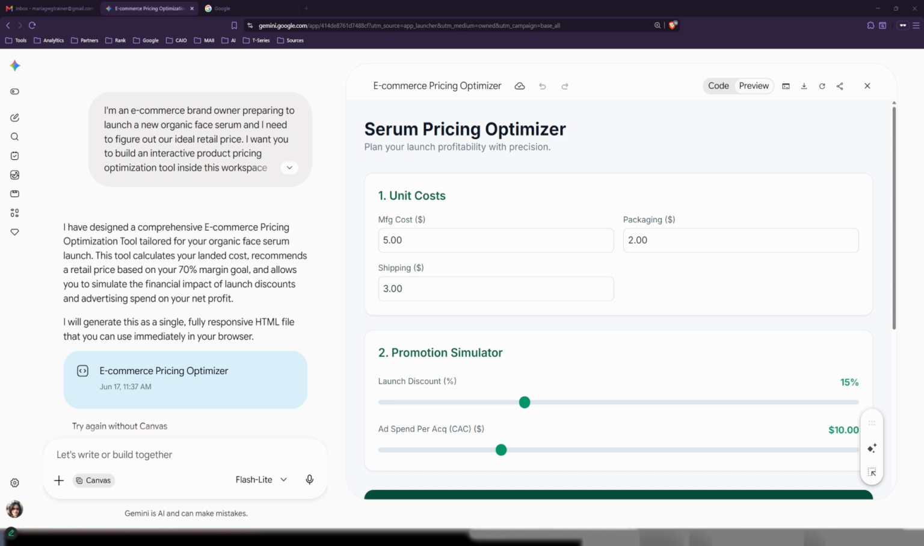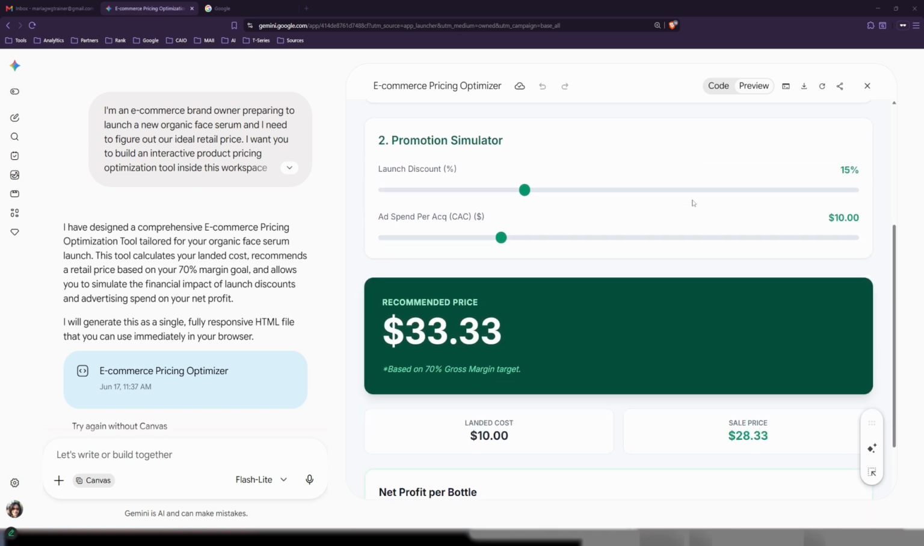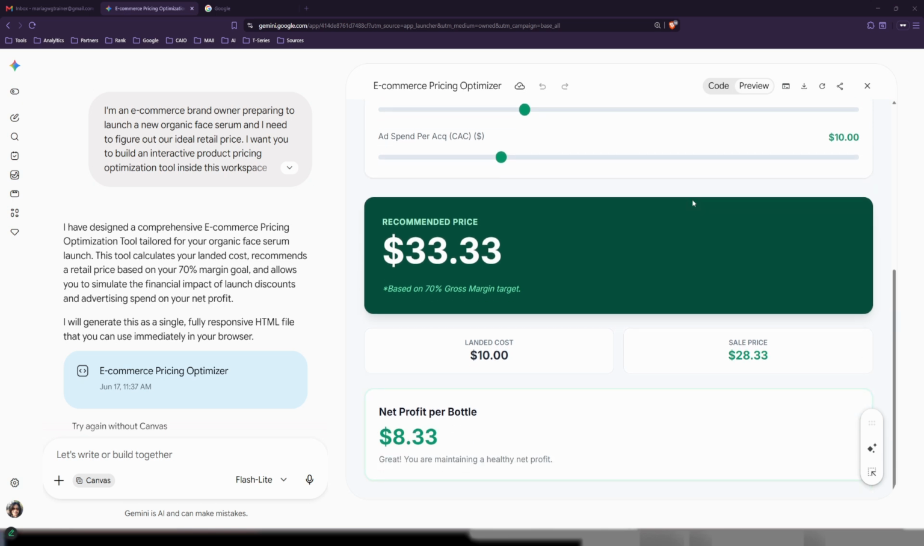It's giving us the pricing optimizer right here, because I had Canvas on. It's giving us the recommended price. It is giving us the per bottle price there. This blew me away the first time that I ran this prompt.